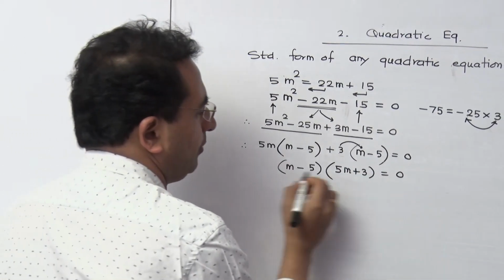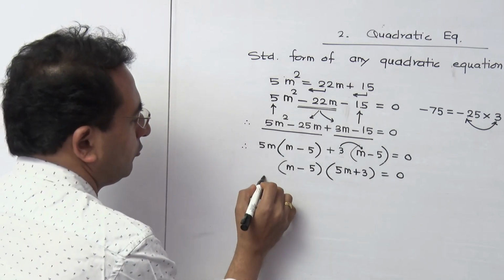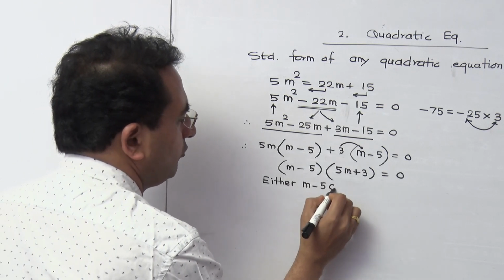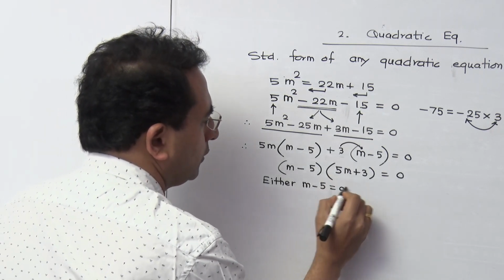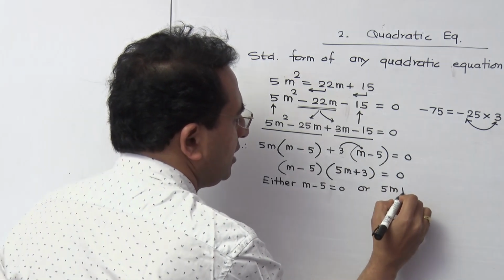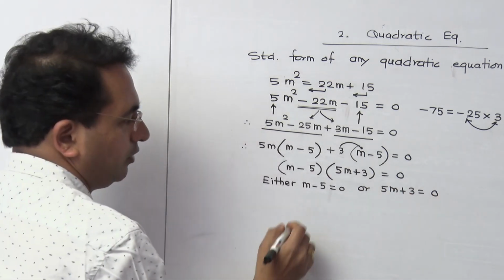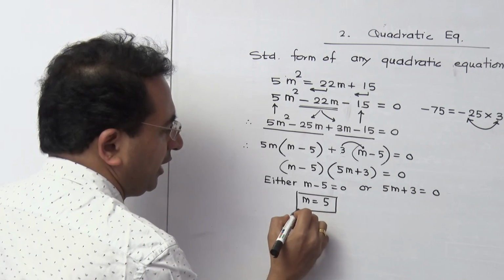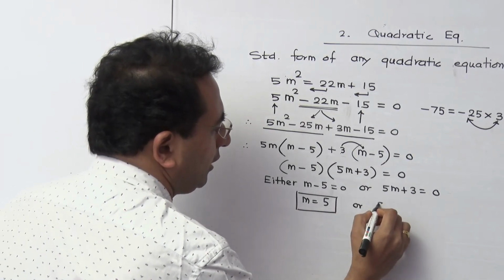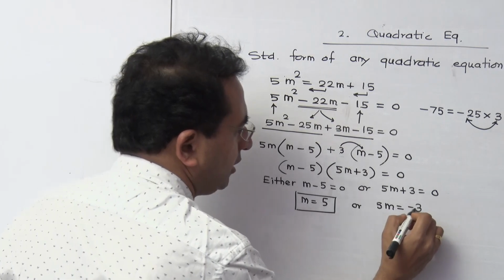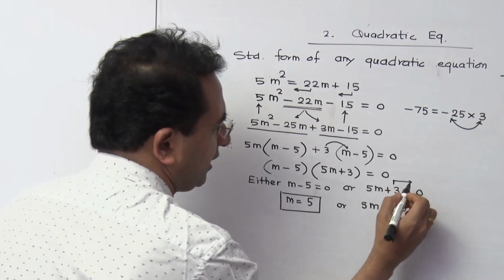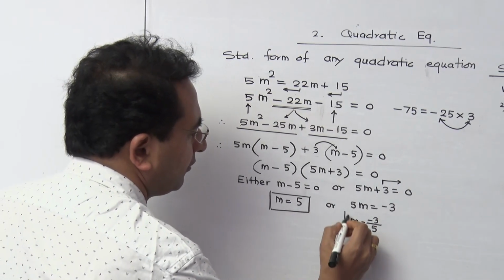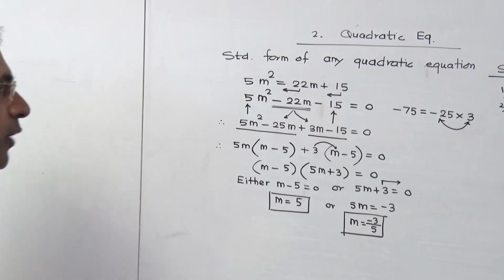So therefore there will be two observations. We have to write either m minus 5 is equal to 0 or 5m plus 3 is equal to 0. So we can write m is equal to 5. This is one answer you are getting. Or we write 5m is equal to minus 3, because 3 is transferred to the right hand side, and therefore the value of m will be minus 3 by 5. These are the two answers we are going to get.